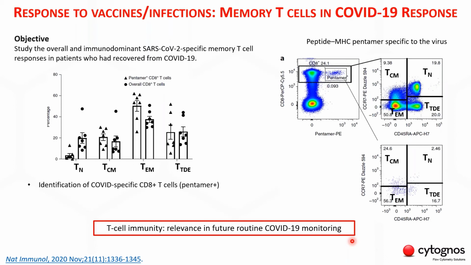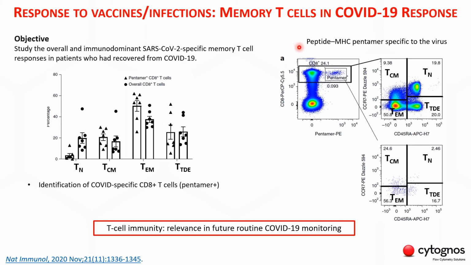Third, here we saw another example of the importance of the study of the T cell subsets. In this specific publication, the response to COVID-19 is analyzed. So the authors in this case studied the overall and the SARS-CoV-2 specific memory T cells in patients who have recovered from COVID-19. And how did they do it?